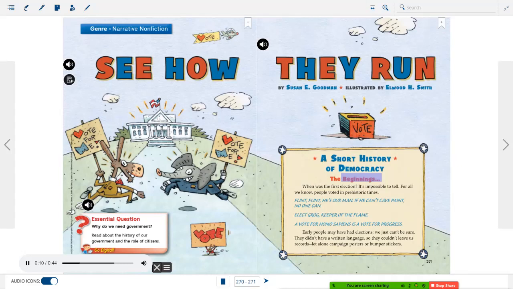The Beginnings. When was the first election? It's impossible to tell. For all we know, people voted in prehistoric times. Flint, Flint, he's our man. If he can't cave paint, no one can. Elect Grog, keeper of the flame. A vote for Homo sapiens is a vote for progress. Early people may have had elections. We just can't be sure. They didn't have a written language, so they couldn't leave us records, let alone campaign posters or bumper stickers.